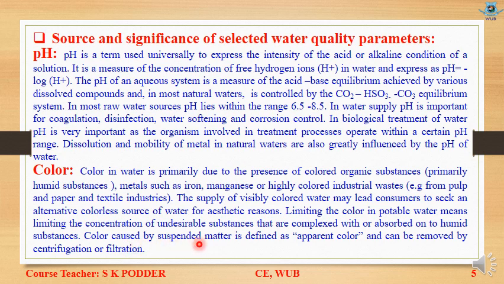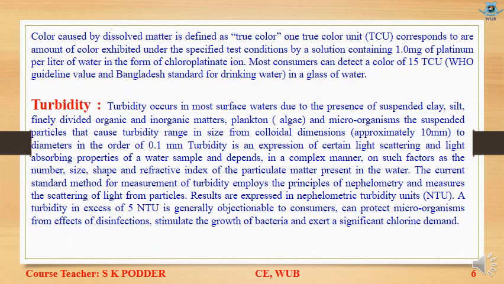Color caused by suspended matter is defined as apparent color. So apparent color comes from suspended matter and can be removed by centrifugation or filtration. Color caused by dissolved matter is defined as true color. So true color comes from dissolved matter.